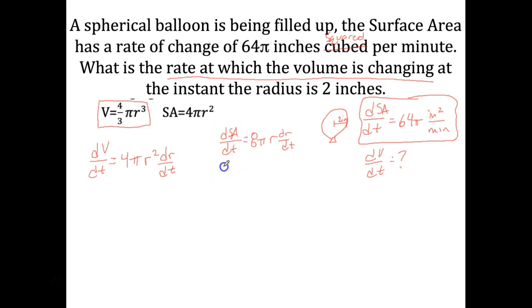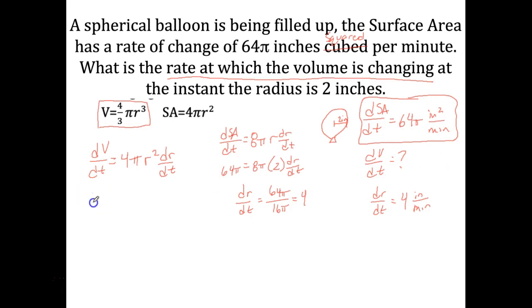Now I have 64 pi equals 8 pi, the radius is 2, and the change in radius is what we're looking for. It looks like this is going to be 16 pi, so we can just divide by it, and we have the change in radius. It's going to be 64 pi over 16 pi. I got the 16 pi because 8 times 2 is 16, okay? And that's the same as 4. So we do have the change in radius now, which is what we needed in order to finish this. The change in radius is 4 inches per minute, since time is being measured in minutes.